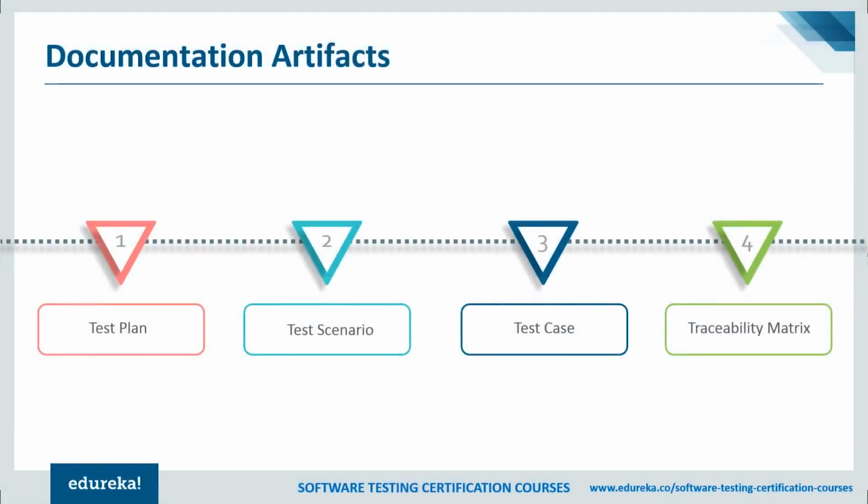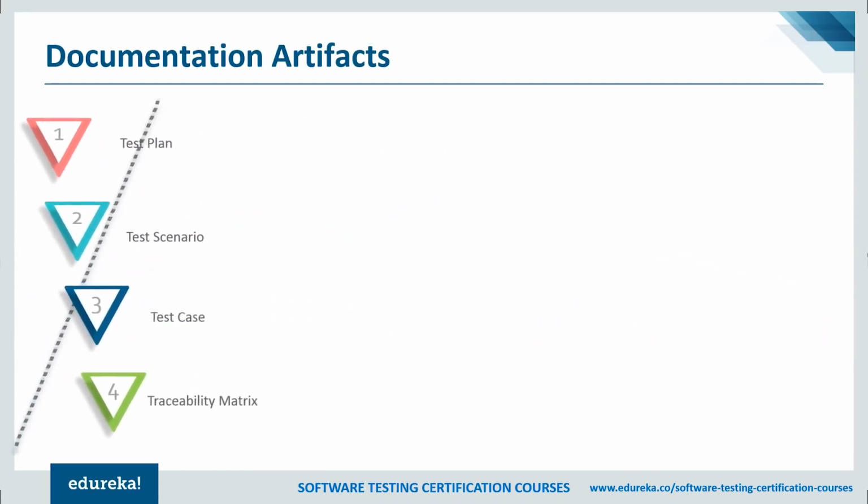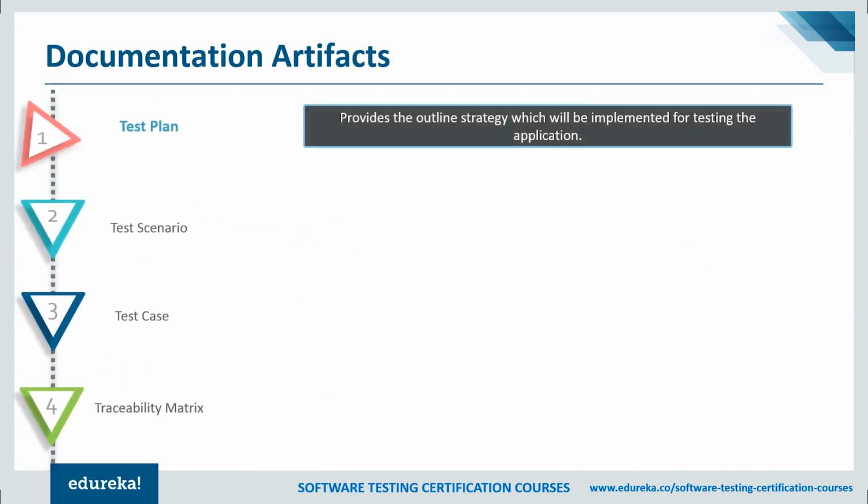So why do you think documentation is necessary? Some commonly applied documentation artifacts associated with software testing are test plan, test scenario, test case, and traceability matrix. Let's discuss each of these in brief. First, test plan. A test plan provides the outline strategy which will be implemented for testing the application, and the resources which will be needed are also described. It also holds the details about the environment on which the test will be performed.